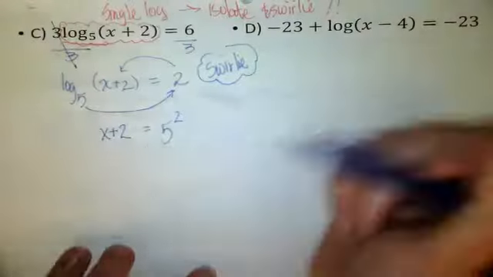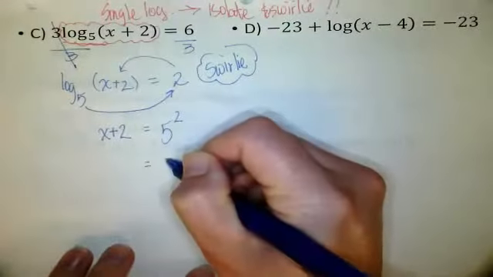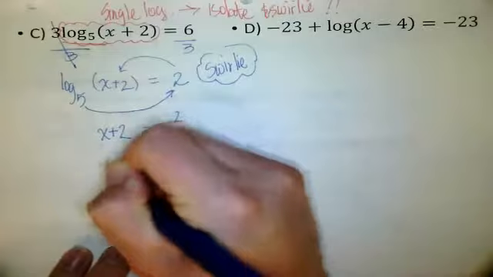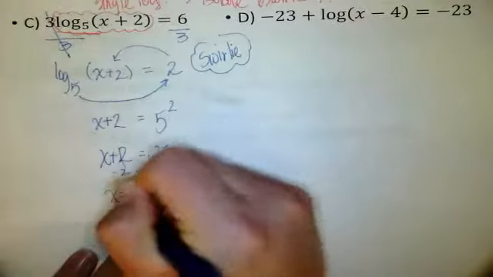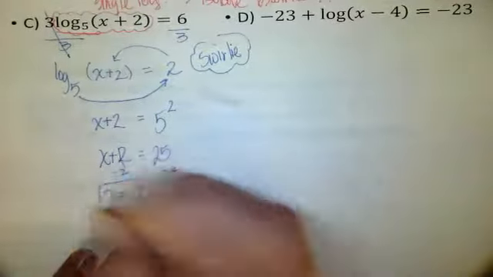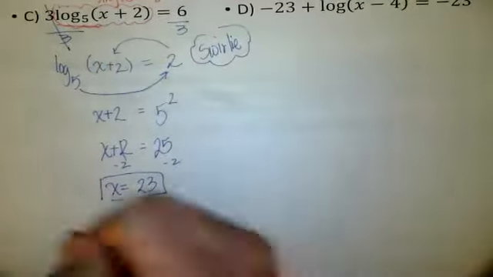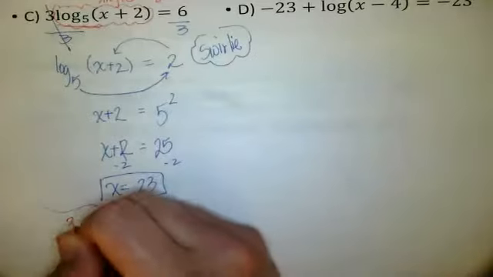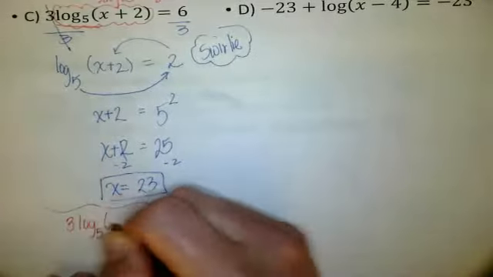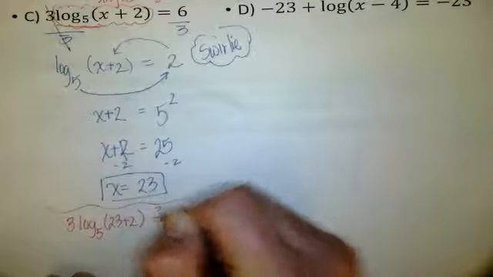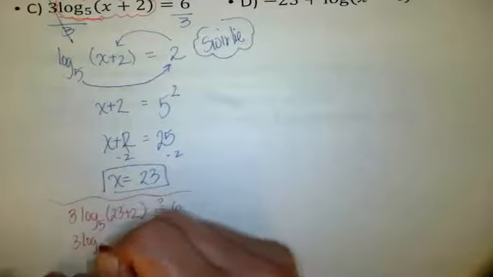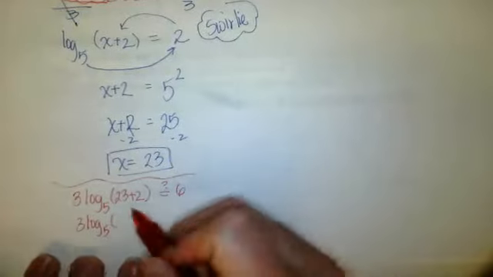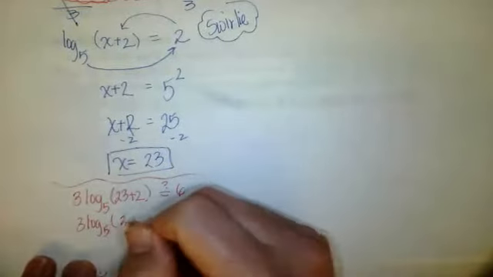What is 5 squared? 25. Very good. So we have x plus 2 equals 25, and then how do we isolate x? Subtract 2. So we get x equals 23. Possibly. I'm going to go ahead and check that answer. 3 log base 5 of 23 plus 2 is supposed to equal 6. And again, I'm going to work through this. 23 plus 2 is 25.